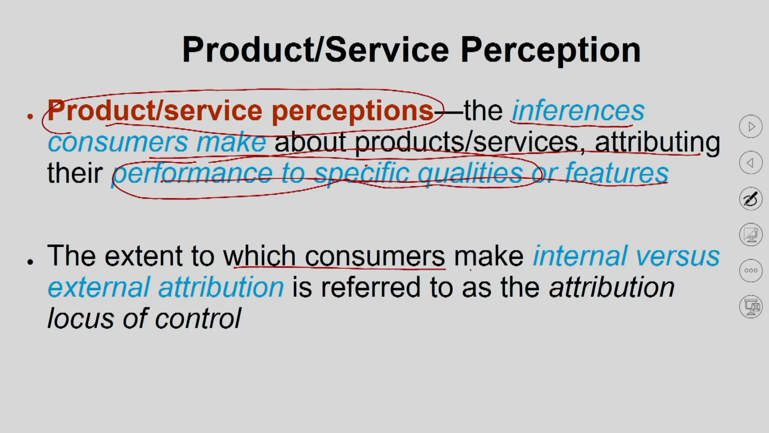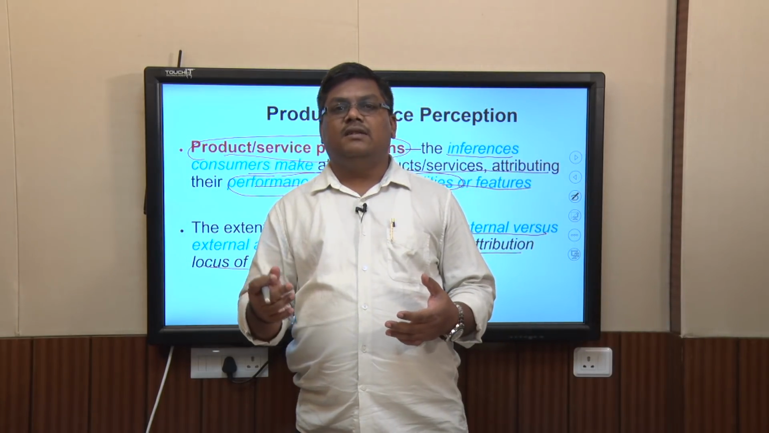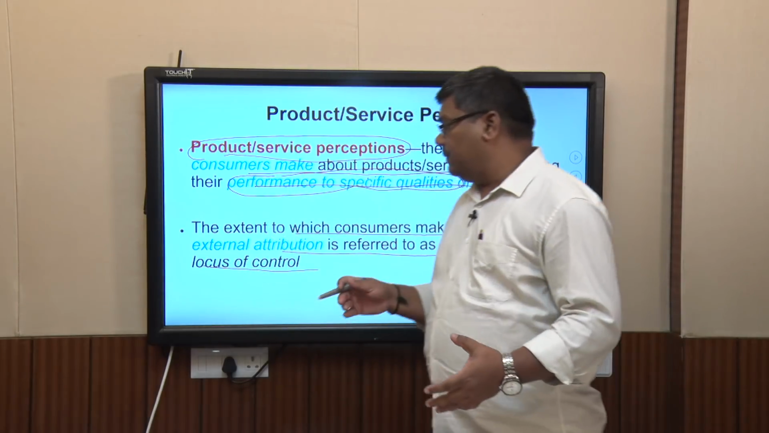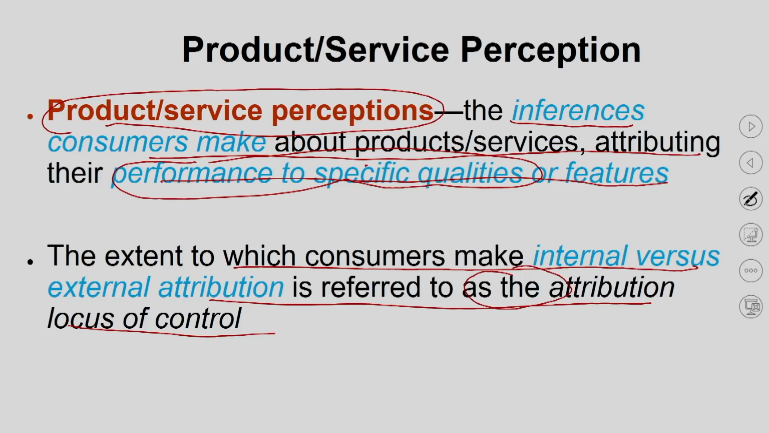So, the extent to which consumers make internal versus external attribution is referred to as internal locus of control. And so, here what happens is that sometimes the consumer believes that these attributions that they are drawing, the reasoning for a particular product functioning in a certain way or not functioning in a particular way, are internal versus external. Sometimes they believe that certain external factors have made the product work in a certain way, and sometimes they believe that certain internal features.